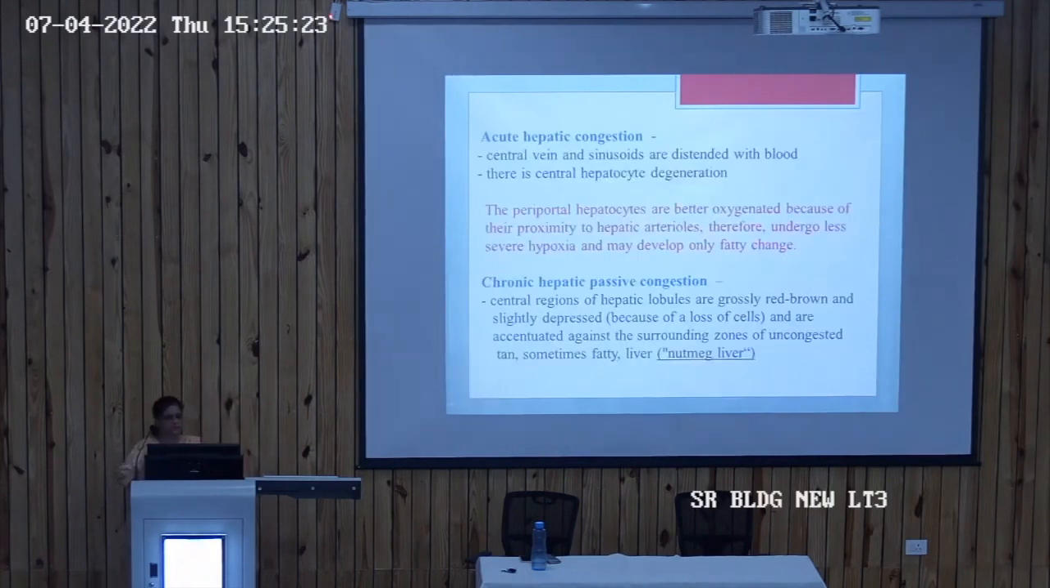Okay, the central regions of the hepatic lobules are grossly red-brown and slightly depressed, and are accentuated against the surrounding zones of uncongested tan, sometimes fatty liver, and this is known as nutmeg liver.